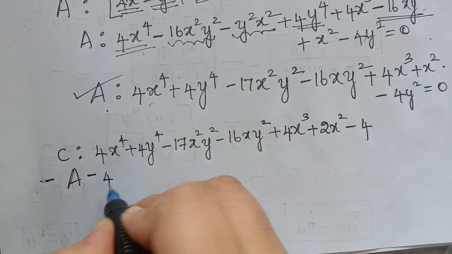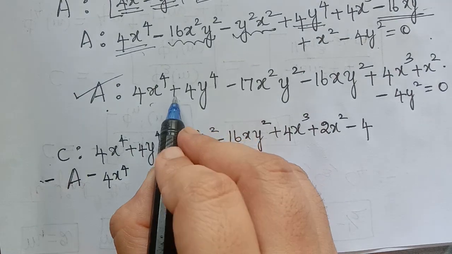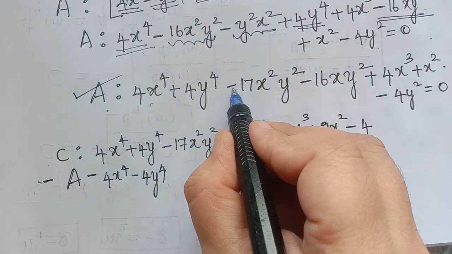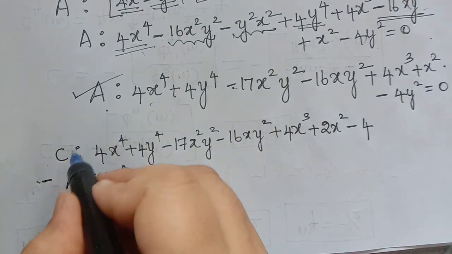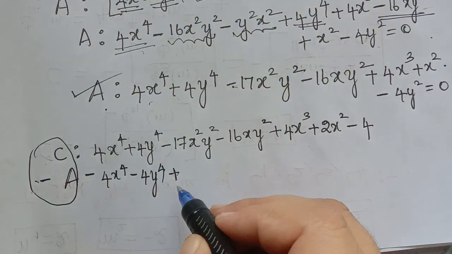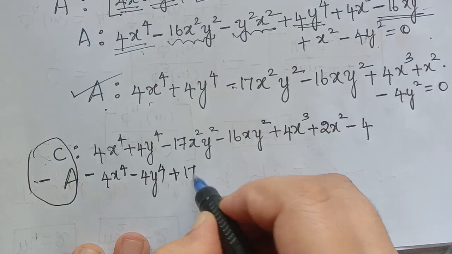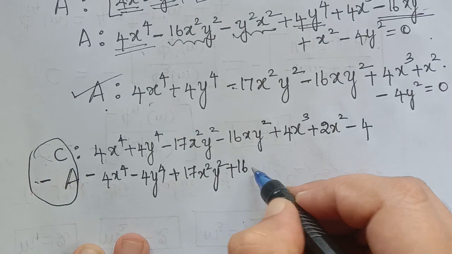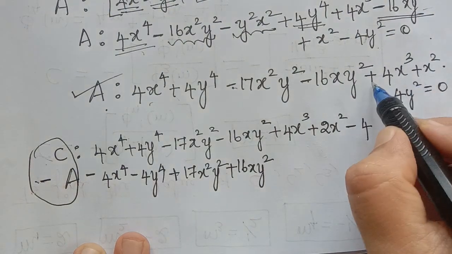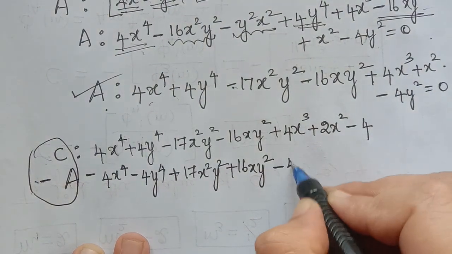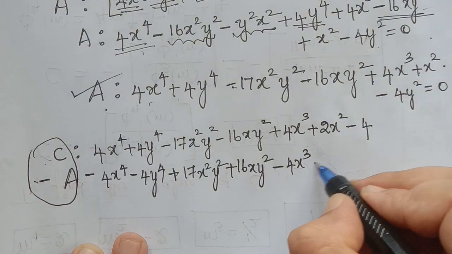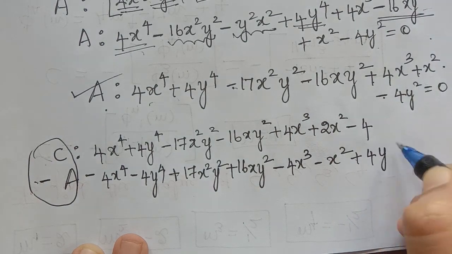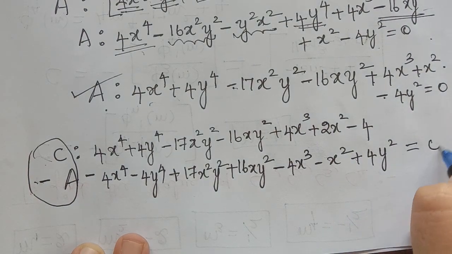That is 4x to the power 4, minus into plus. So minus 4y power 4, minus into minus plus, because I am subtracting. Okay, so it becomes plus here. So 17x square y square, minus into minus plus. 16xy square, minus into plus. So minus 4x cube, minus x square, minus into minus plus 4y square. Finally, that is equal to 0.